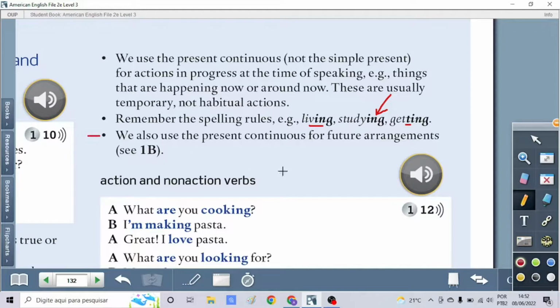And also, present continuous is used for future arrangements. Okay. For example, I am seeing the doctor tomorrow. Are you going out tonight? So present continuous is being used to talk about my arrangements, okay, my appointments, my plans.